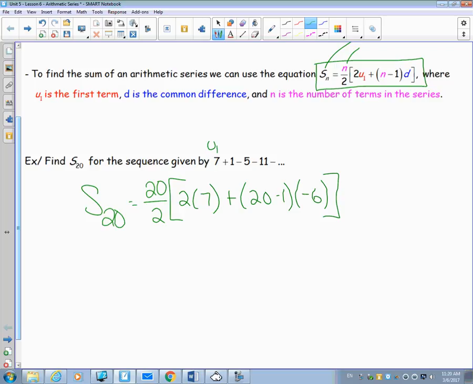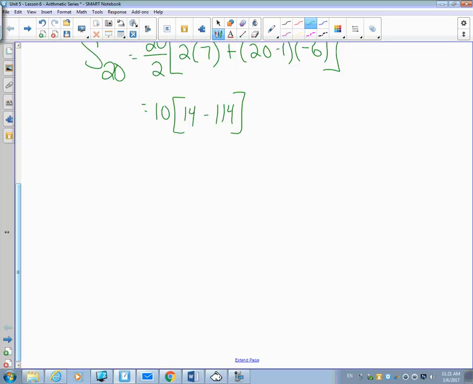So what I like to do when I do the math for this is I figure out the 3 numbers I'm going to need. 20 divided by 2 is 10. 2 times 7 is 14. And in the bracket, 19 times negative 6 is minus 114. All right. And then I do my little calculation inside the bracket, a little bit of BEDMAS, and I end up with negative 1,000.